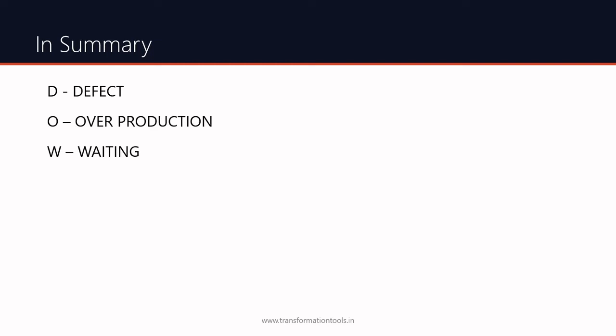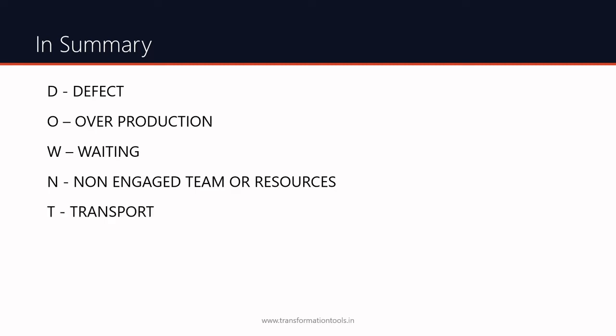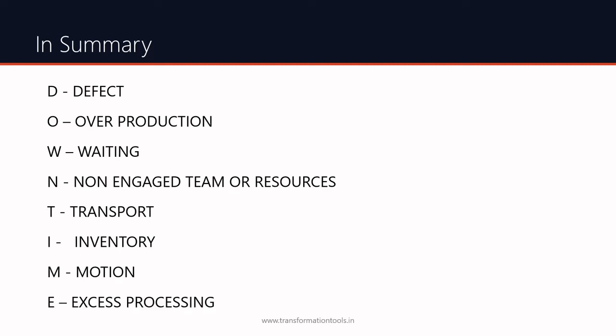So in summary, we have 8 types of waste in the process. Defect, overproduction, waiting, non-engaged teams or resources, transport, inventory, motion, and excess processing. In summary, we call this downtime.